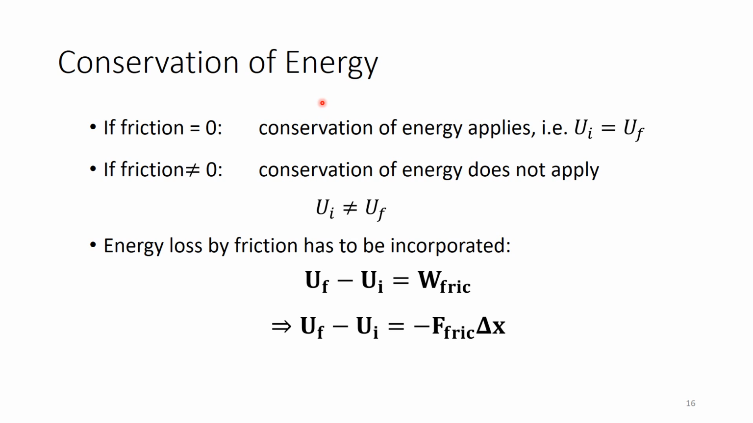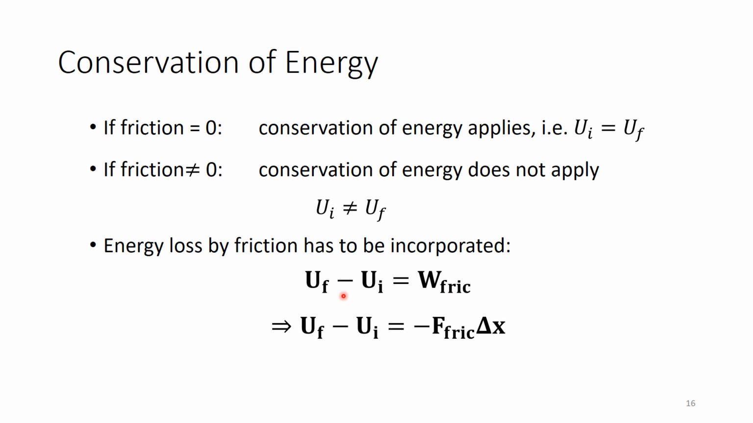So let's look at conservation of energy once again. Earlier we said that if there is no external work done, like if there is no friction, for example, then conservation of energy gives us energy initial equals energy final. However, if there is friction, this is not true anymore. Energy initial is not equal to energy final. Instead, you have to factor in the energy lost by friction. So you write it like this. Energy final minus energy initial equals work done by friction.